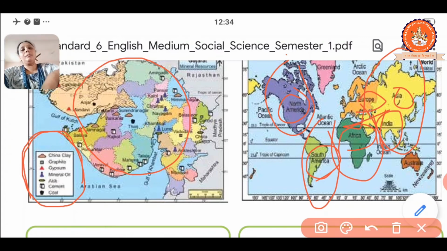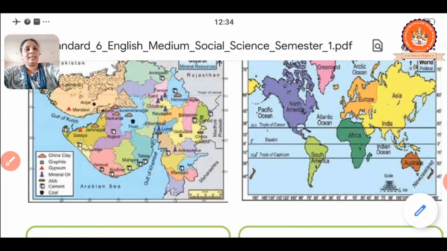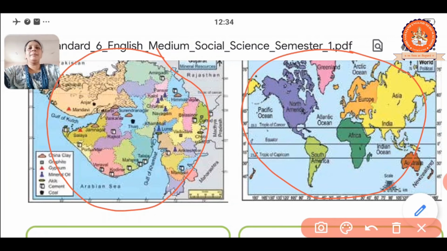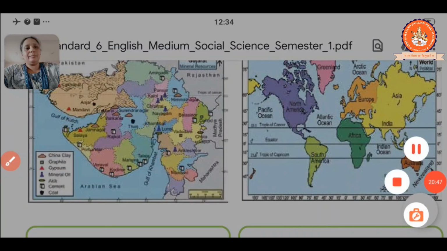And this is a physical map. Why is it called a physical map? Because the Gujarat map shows what is situated in Gujarat: the plains, the coastal lines, where China clay and graphite are situated. That is shown by this, so it is a physical map, and this one shows the political map. Understood beta, the difference between a physical map and a political map? So now let's begin another topic.